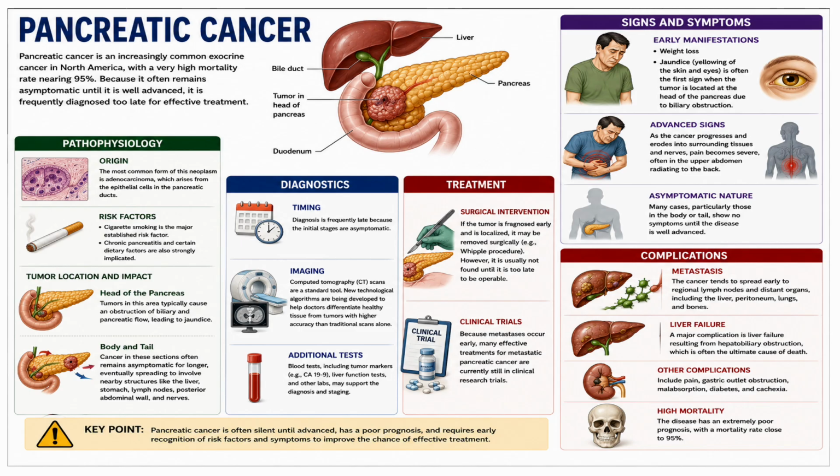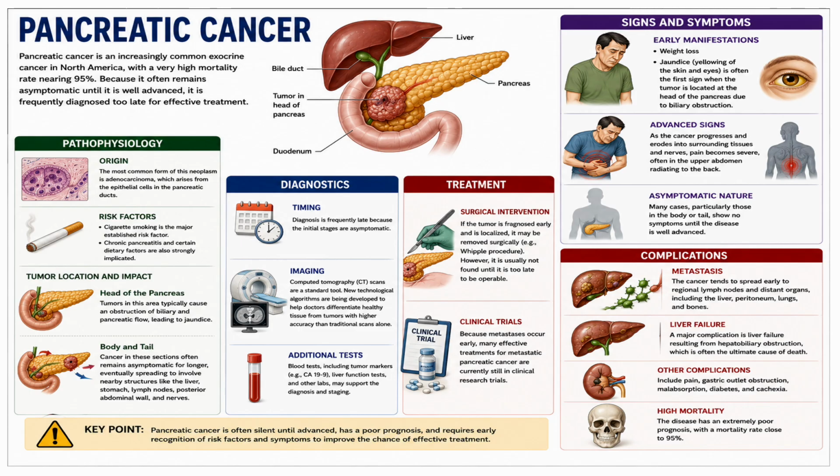The clinical manifestations depend heavily on the tumor's location. Those at the head of the pancreas typically cause an obstruction of the biliary and pancreatic flow, leading to early signs like jaundice and weight loss. And tumors in the body and the tail of the pancreas often remain silent for longer, eventually spreading to or involving nearby structures like the liver, stomach, and nerves, at which point pain becomes severe.